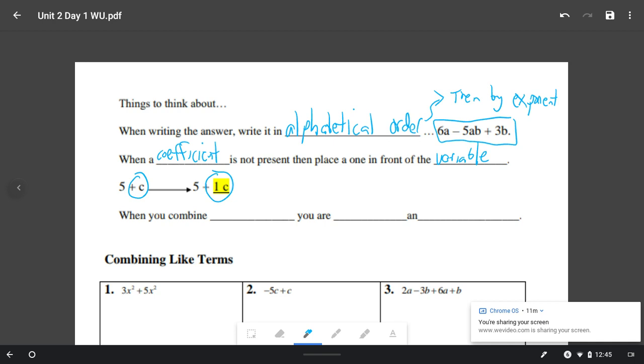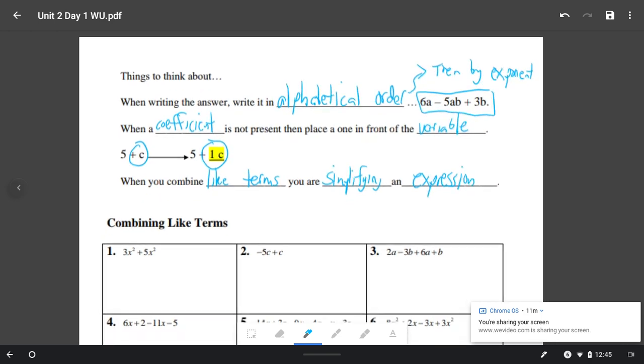And when you combine like terms, there's another way that the book might ask you to do that tonight. It might say simplify. Simplifying an expression is what the book might ask you to do. It might ask you to simplify the expressions. So that just means combining like terms, trying to make it from a couple terms into one if possible.